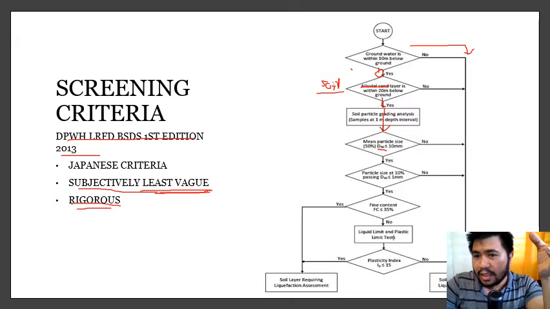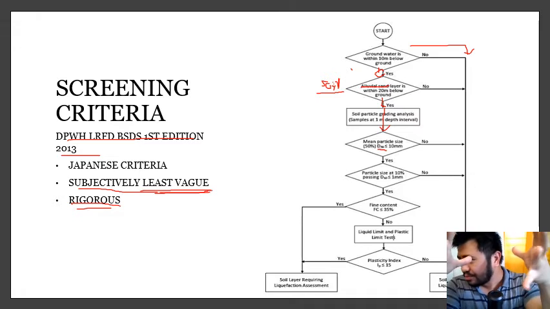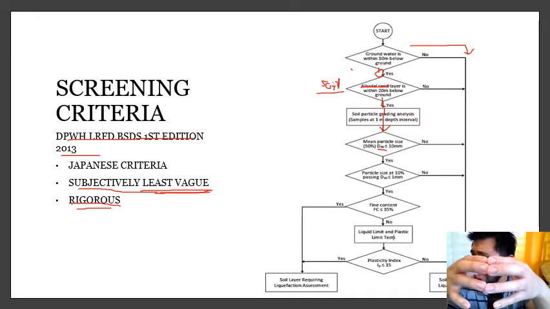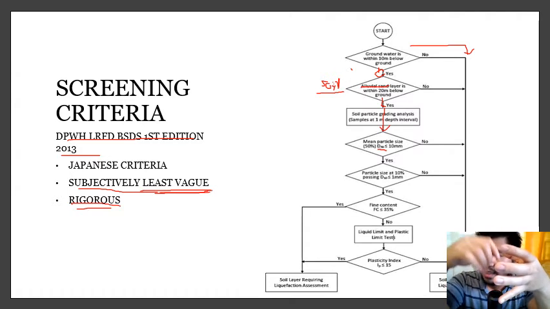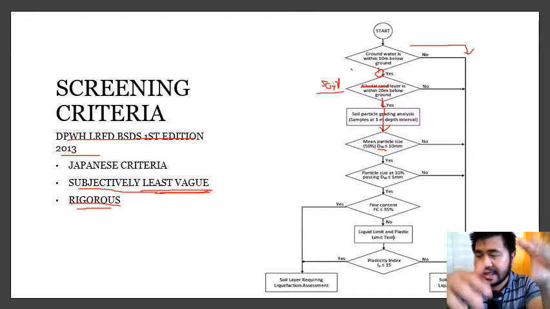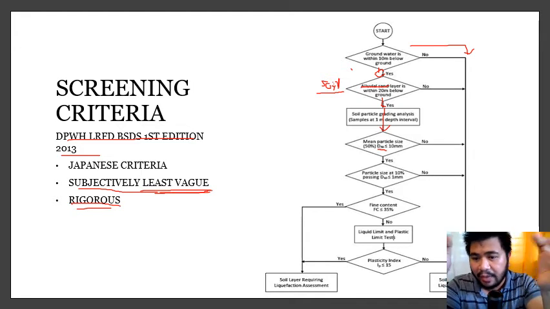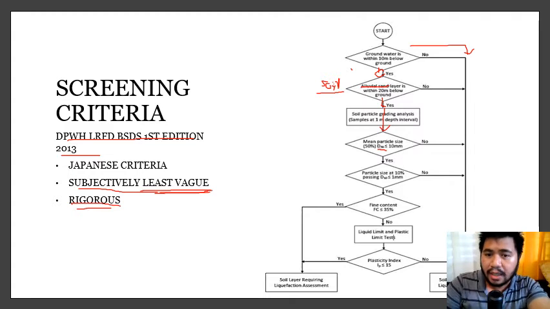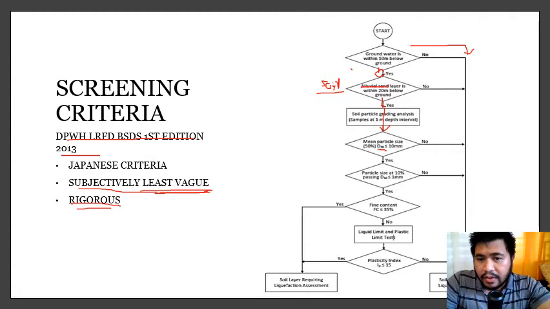Now, if my sieve is 2 millimeters in size, and 50% of my soil sample passes through that, then that means my D50 is 2 millimeters. So if the D50 of your soil is 10 millimeters or smaller, then you should proceed to the next question.